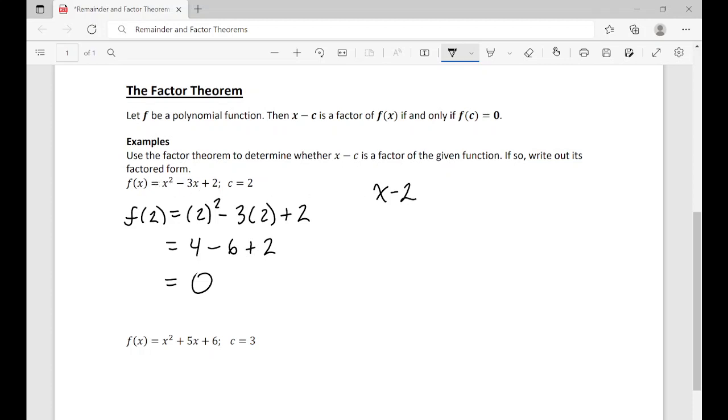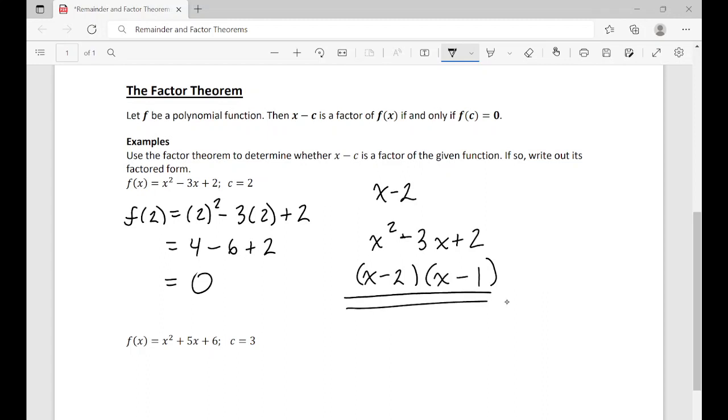original function. So if I were to take x squared minus 3x plus 2 and factor this down, I would get x minus 2 and x minus 1. So this would be my factored form, which shows that x minus 2, by using the factor theorem, is a factor of the original function.